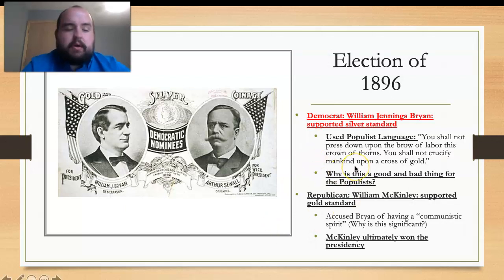Now, this might be a bit more complicated, so I do want to throw it out there as well. Why might this be both a good and a bad thing for the populists? Because this again shows really why the Populist Party could be considered a very mixed bag.